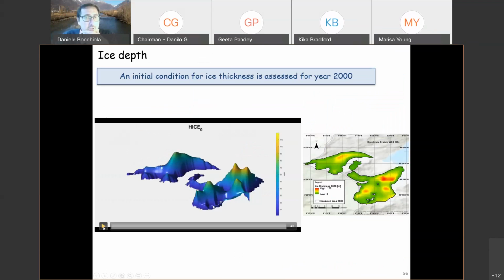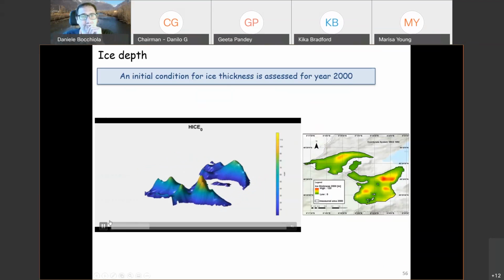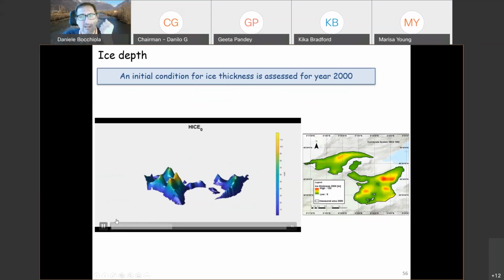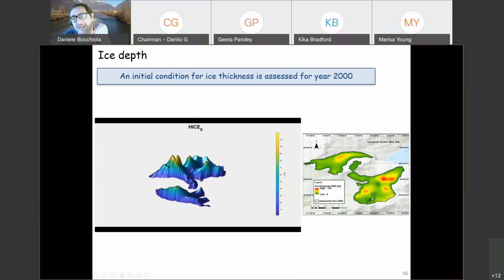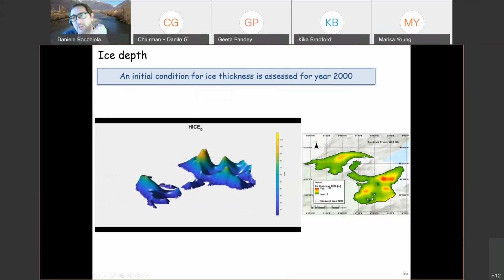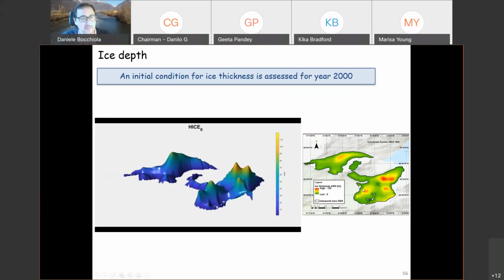This is the ice condition. This is upside down, and you can see the depth of ice according to our initial condition, which was for year 2000, all the way up to 100 meters or so. And this was used exactly coming from using the transects. We made an estimation, a 3D spatial estimation of the ice depth in order to have a three-dimensional model of the glaciers.